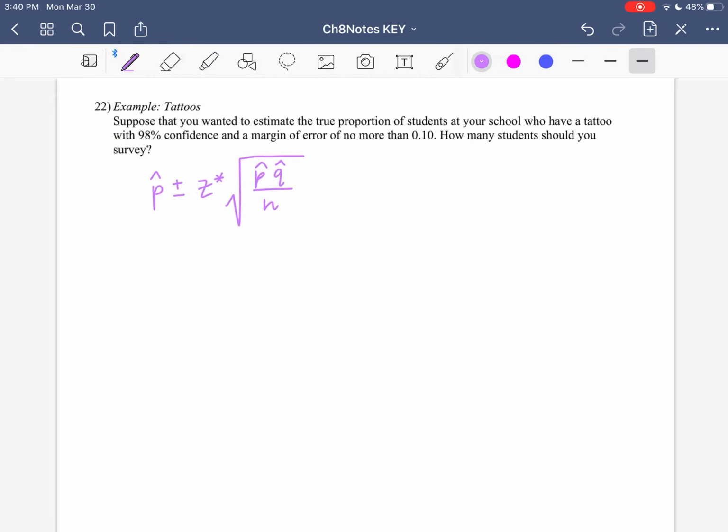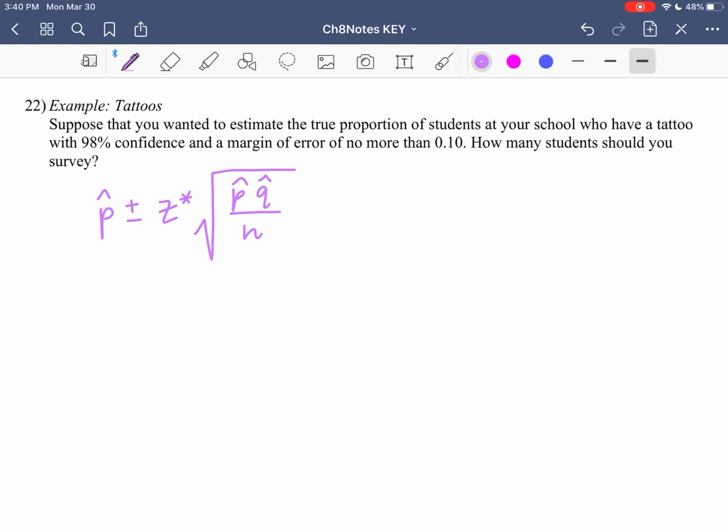Now the question here is, how many students should you have to survey in order to build a 98% confidence interval with a margin of error of no more than 0.1? So here we don't actually know what n is. We're solving for n. Also, we want our confidence interval to have a particular margin of error, no more than 0.1, or as a percent, no more than 10%.